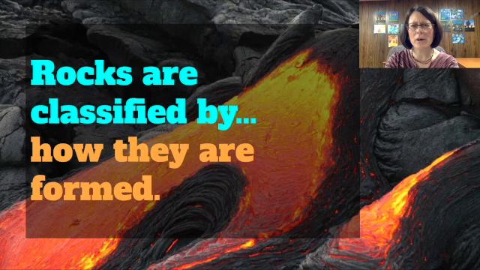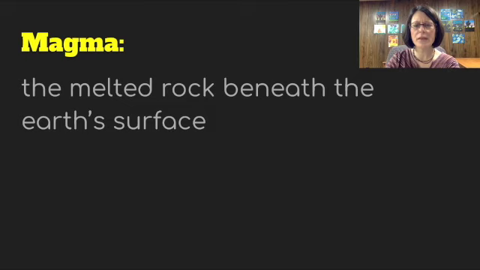One thing we have to know about all rocks is they are classified by how they are formed. And there are three types of classifications. Now, the first one we're going to talk about, the igneous rocks, they come from magma. This is the melted rock beneath the Earth's surface. Very high temperatures and high pressures cause the rock to melt.